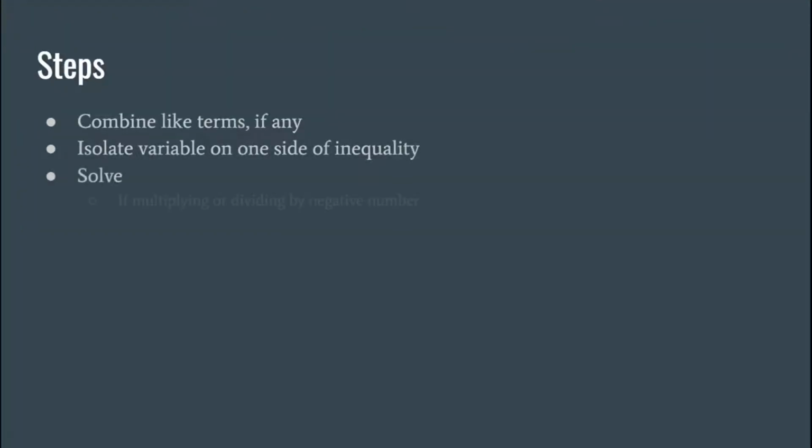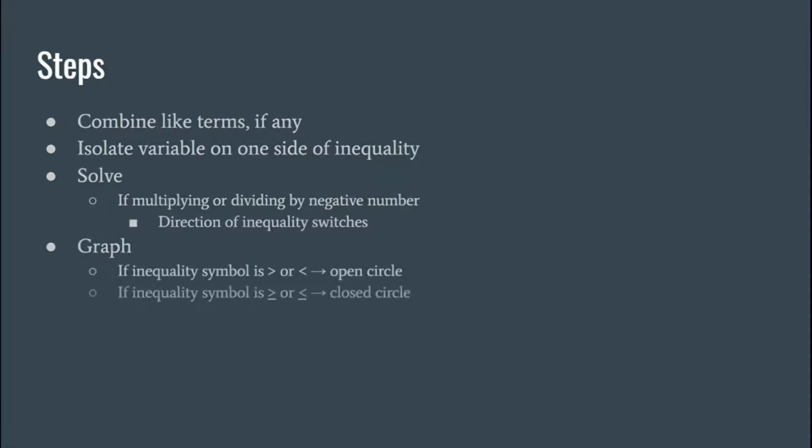Just like with equations, you want to combine any like terms on either side of the inequality, if you have any. Then you want to isolate the variable on one side of the inequality and then solve. As you're solving, if you multiply or divide by a negative number, you have to remember to switch the direction of the inequality symbol. That's going to be a little more confusing to remember, but it'll make sense once we see the example. Now, the last step is the graph.